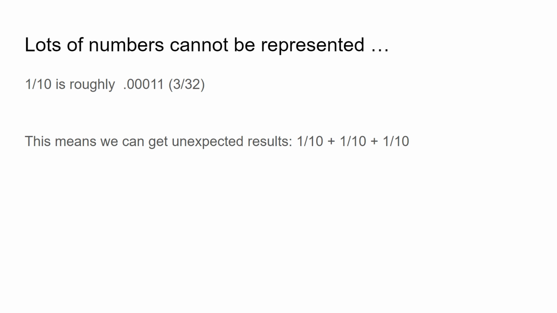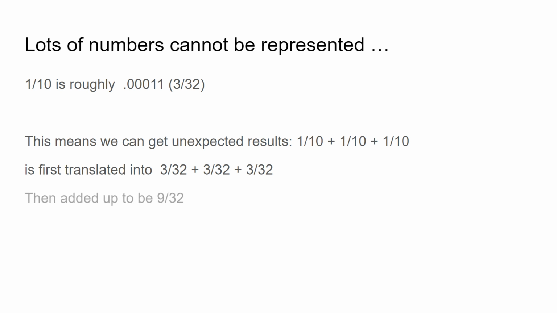But we can get unexpected results if we add 1/10 plus 1/10 plus 1/10, because that gets translated into 3/32 plus 3/32 plus 3/32, which is 9/32. But that's not as close to 3/10 as 10/32 is, which we could represent using, in this case, 5 bits. So even when we stay within our bounds, we break our own rules, so to speak. And so 0.1 plus 0.1 plus 0.1 is not 0.3.